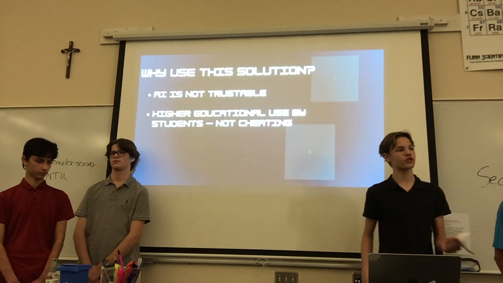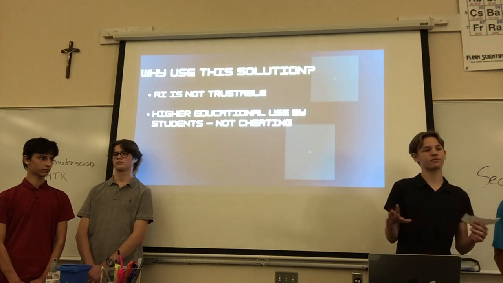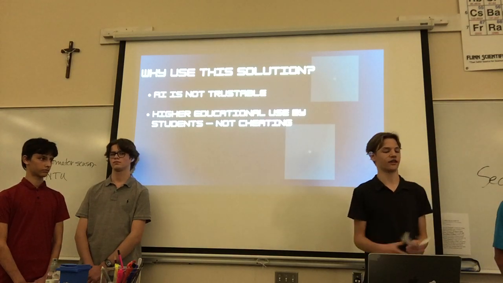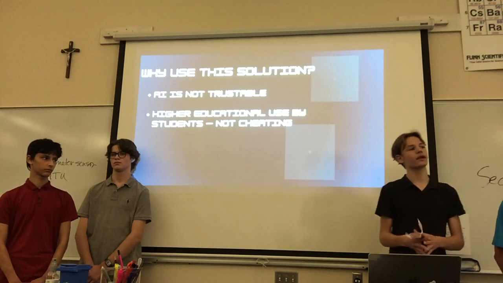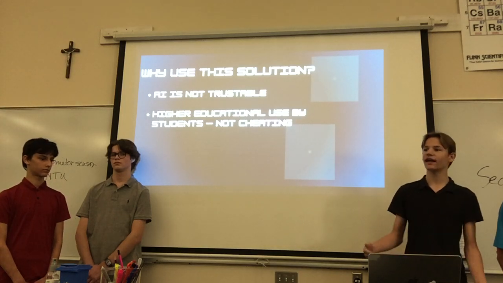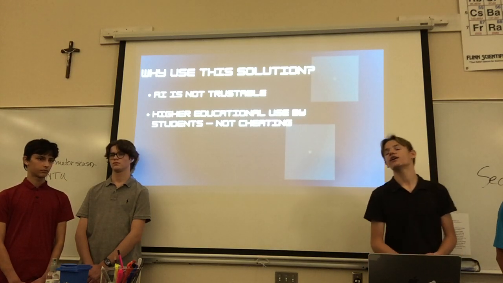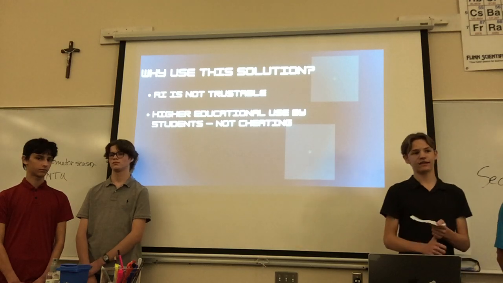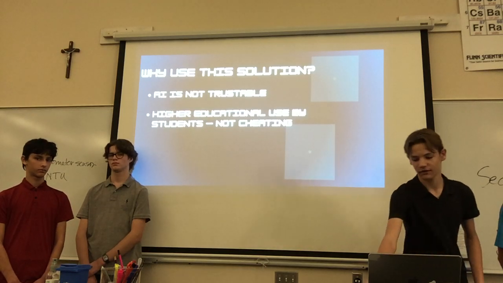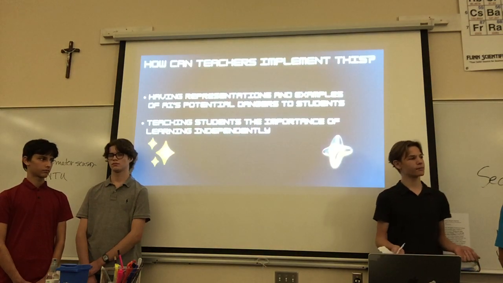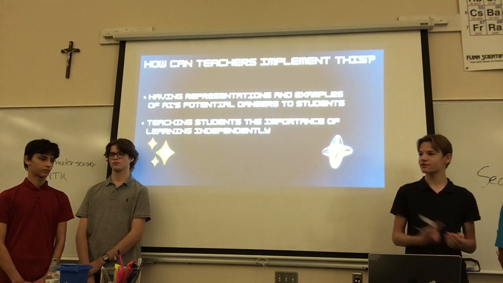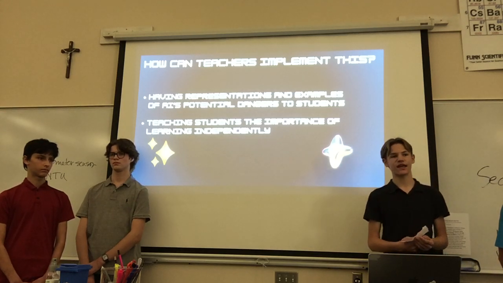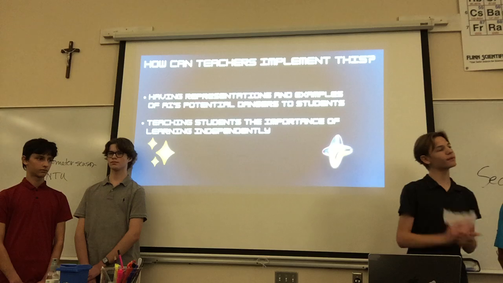So using this solution, you could teach students that AI is not 100% factual and they should sometimes fact check it. Also, using this solution, students will be able to use AI in a more effective and efficient way. You see, AI can be used as a friend and not just a cheat sheet for your math homework. How can teachers implement this? Teachers can show students representations or examples of how to use AI efficiently and positively. Let me give you an example.